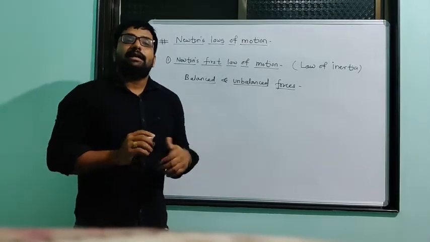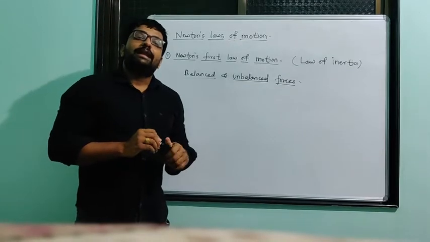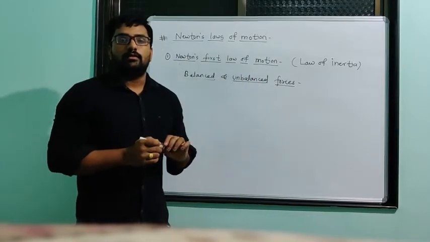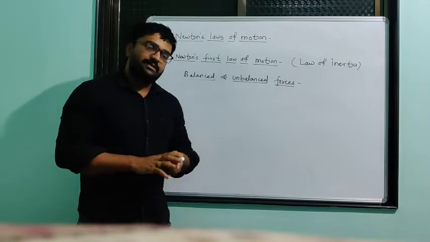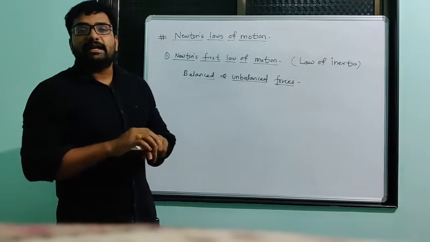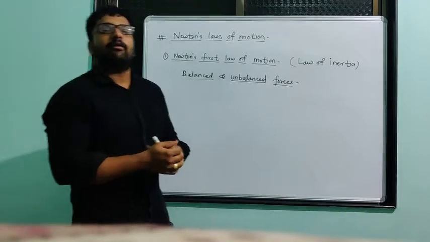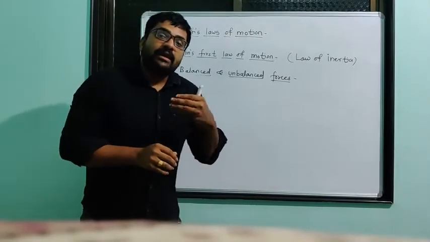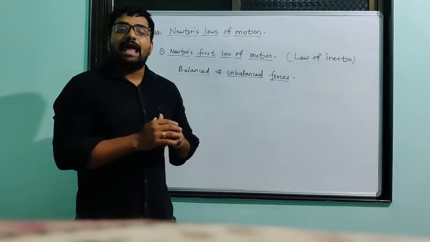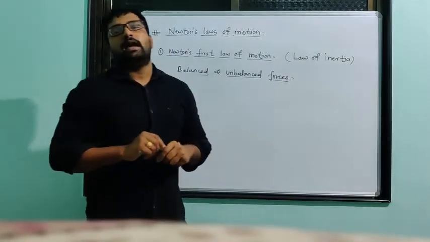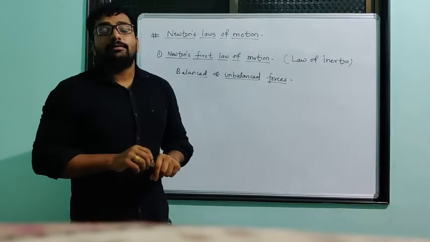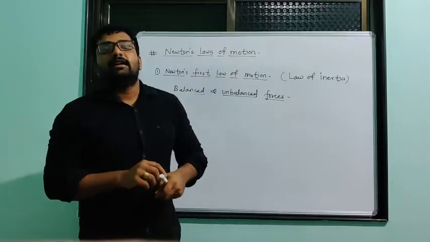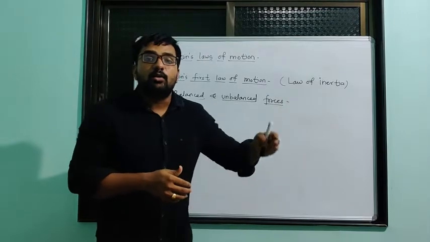Inertia is simply the tendency of an object to resist a change in its steady state or a change in its motion. If any object is stationary, it tries to remain stationary always. If an object is in motion, it will always try to remain in motion. But as we apply some force on that object, its state gets changed, and at the time of changing, it tries to remain in its original state.